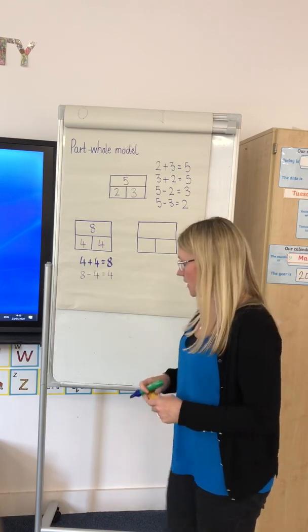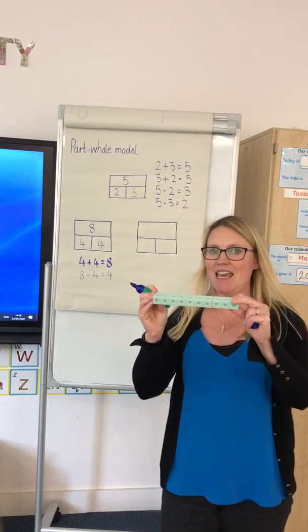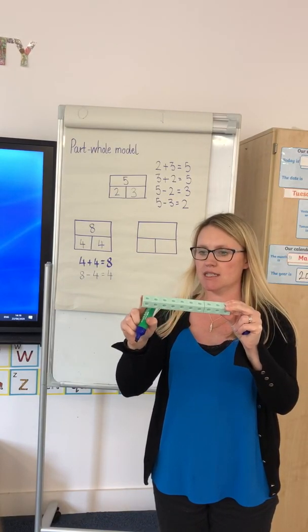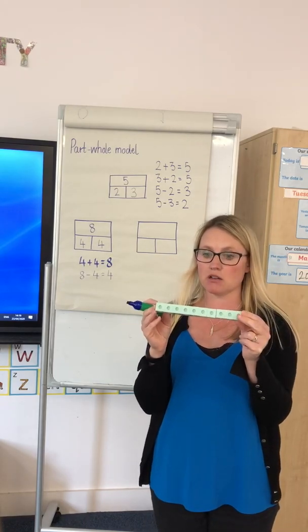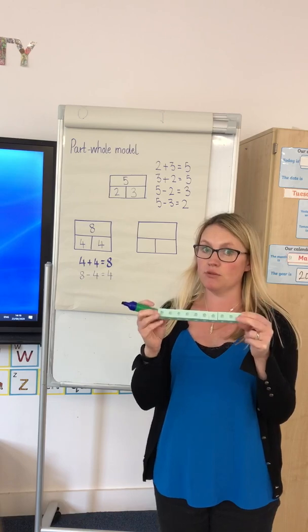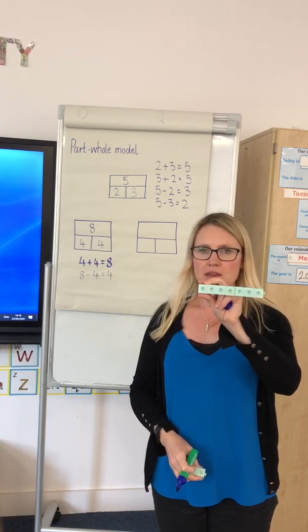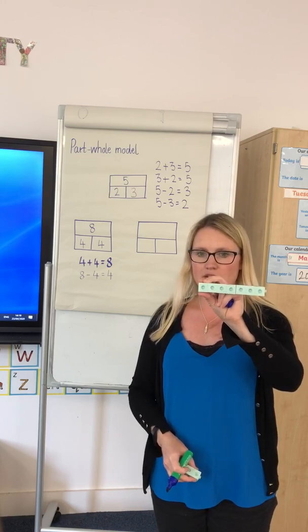Okay, and now my final one. This time I'm going to use 10. 1, 2, 3, 4, 5, 6, 7, 8, 9, 10. And I've got 10 cars. 10 cars in a car park. And then 3 people have to go home. How many would be left? How many cars would be left in the car park?